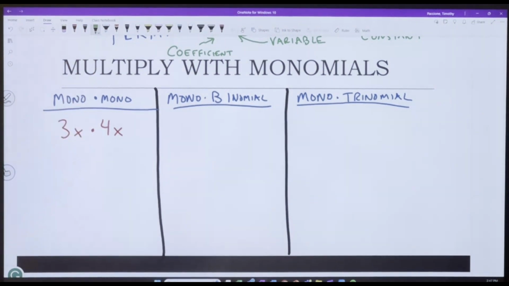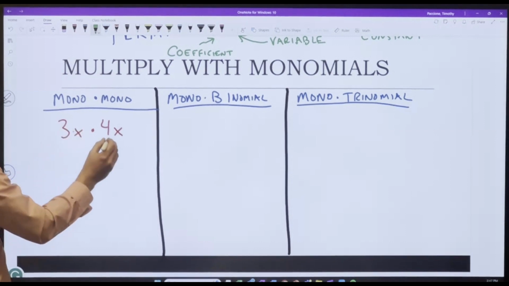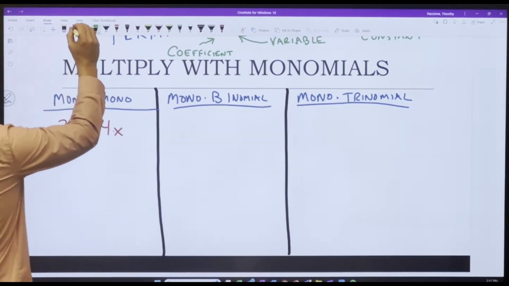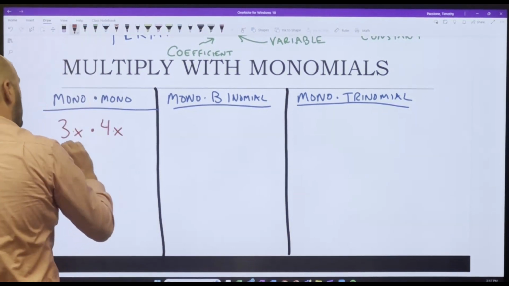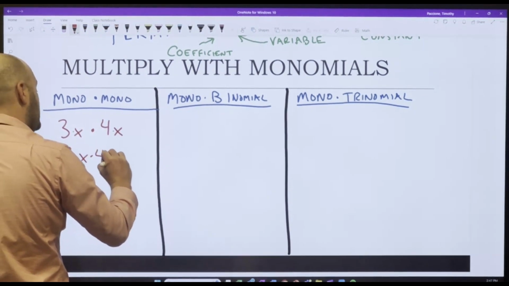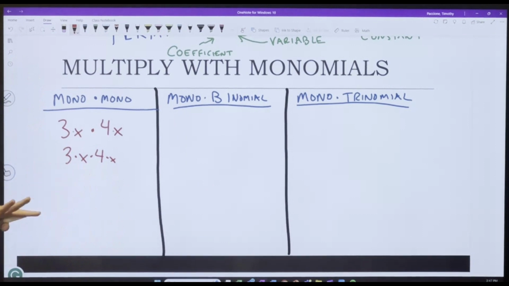What is 3x? Well, what is 3 times x saying? 3 times x, right? And this is 4 times x, right? So if you have a bunch of things being multiplied, well, this is really 3 times x times 4 times x. And when you're multiplying a bunch of stuff, right, you multiply what you can, and then you leave it, right?